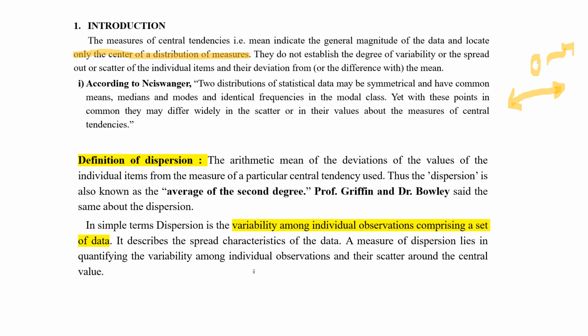So for that we need to find out dispersion. According to Nessinger, two distributions of statistical data may be symmetrical and have common means, medians and modes and identical frequencies in the modal class.